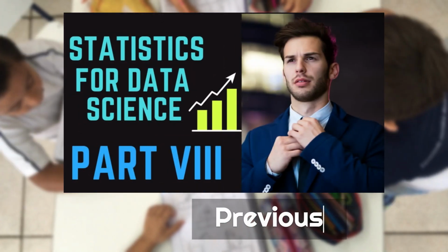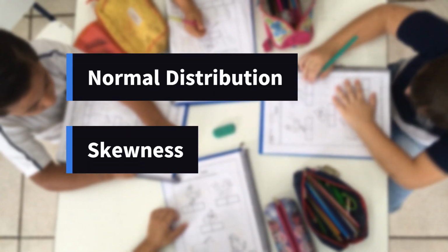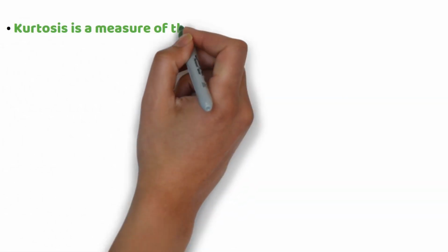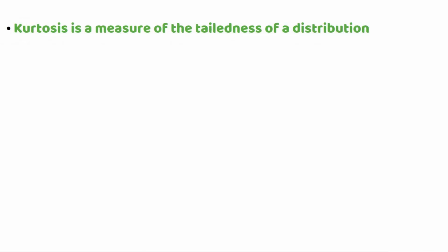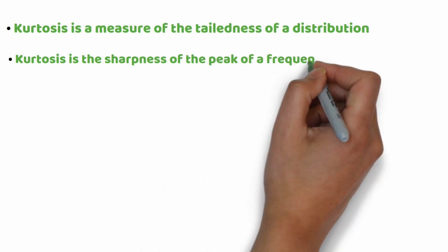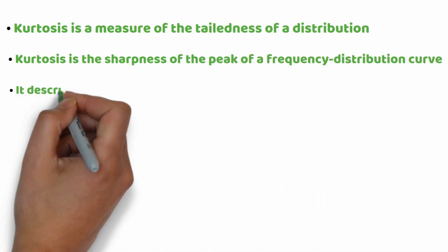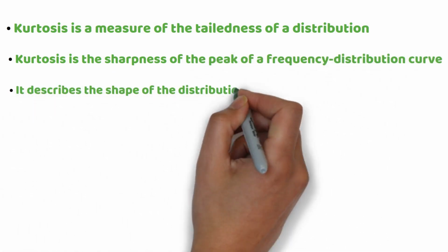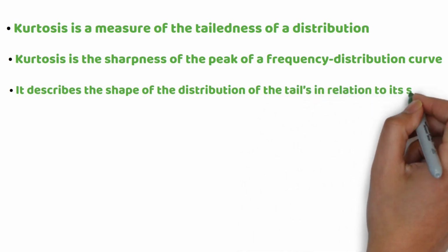In this video, we are going to discuss kurtosis. Please watch my previous videos on normal distribution and skewness to understand this video. Kurtosis is the measure of tailedness of a distribution. Kurtosis is the sharpness of the peak of a frequency distribution curve. It describes the shape of the tails of the distribution in relationship to its shape.